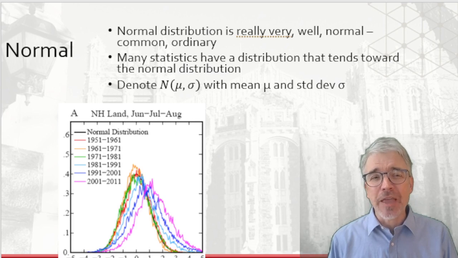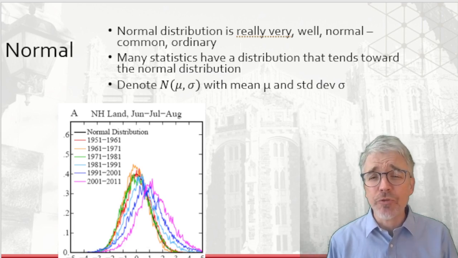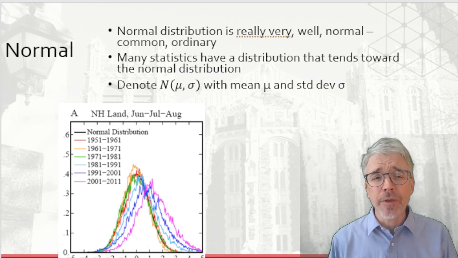Anyway, here's a nice example of PDFs from a paper by Jim Hansen on temperature anomalies in the northern hemisphere over land in different decades. It's a very nice illustration of how there's been a rightward shift of the whole distribution, and each one actually looks pretty normal. Relative to the earlier years, the 80s and then the 90s and the 2000s had sharp increases in the number of positive temperature anomalies.